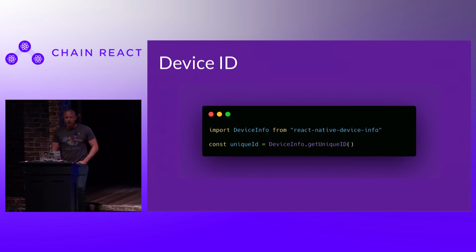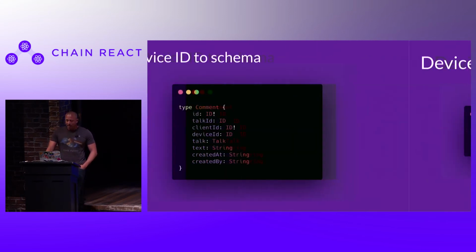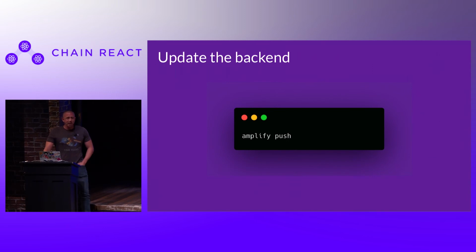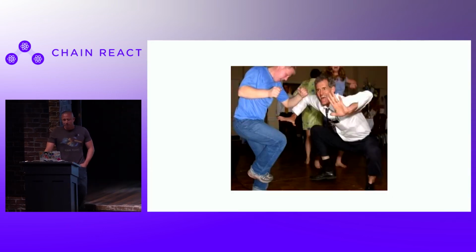So what we did was we used this ID, we updated the GraphQL schema for the comment, and we can now associate every comment with a device. Okay, so we know the device that created it. We have some general idea around the identity of the user now. So updated the backend, changed the schema, amplify push.